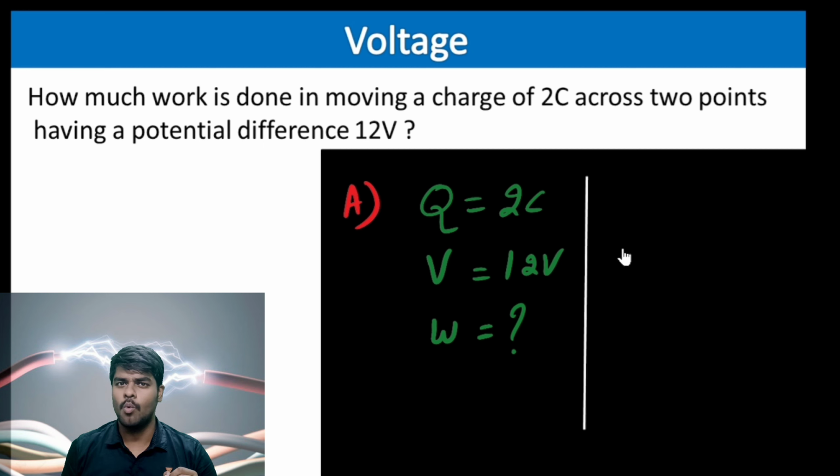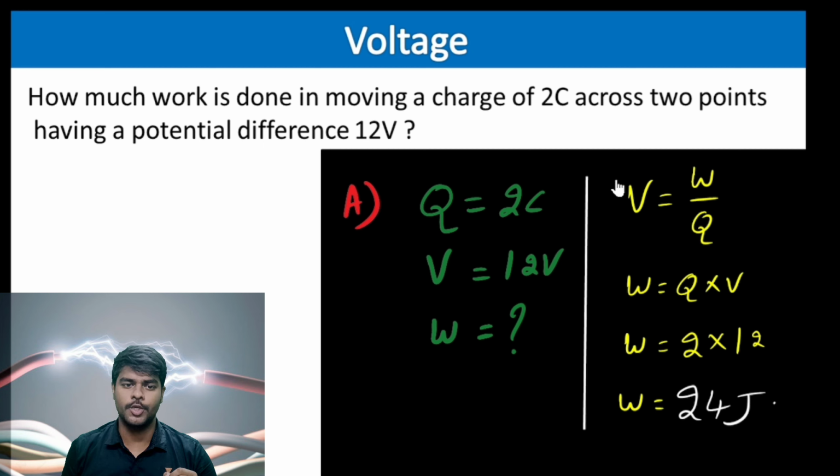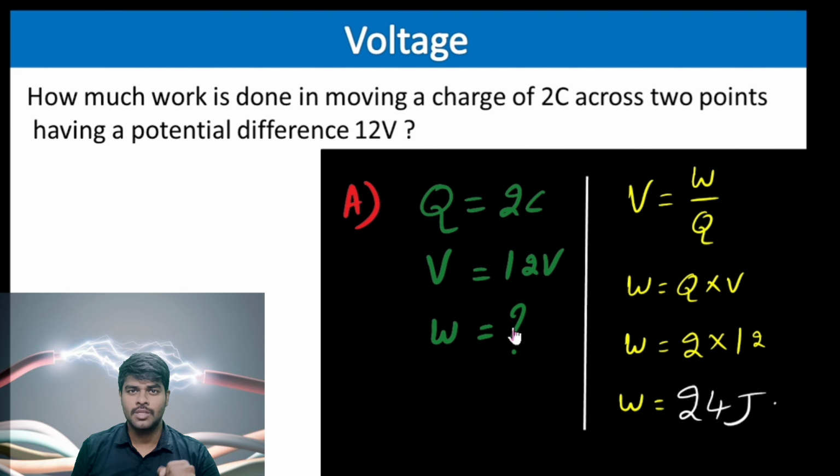We have to calculate the work done. We have the formula V is equal to W by Q. We have V and we have Q, so W is equal to Q into V. Q is 2 coulomb, V is 12 volt. If you do the calculation, W is equal to 24 joules. So this is the end of this video. In this video, we discussed voltage and electric potential difference.